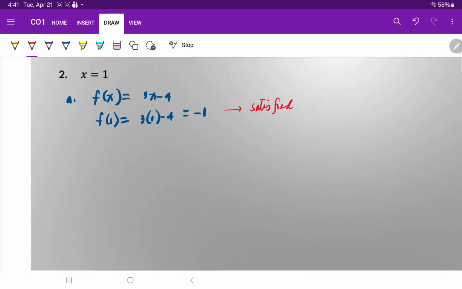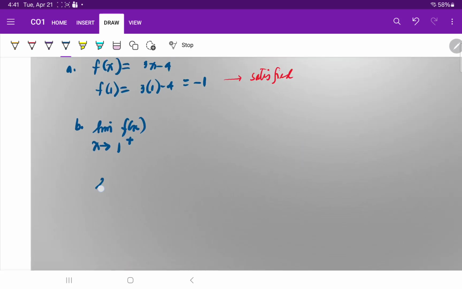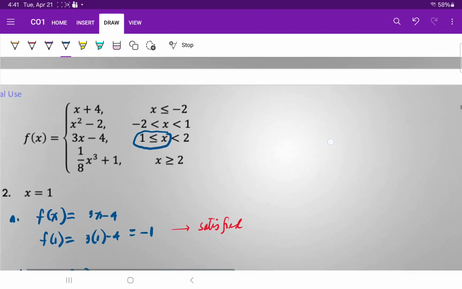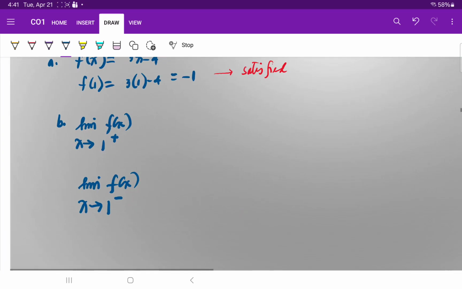Now for letter B, we need to solve for the limit of f of x as x approaches 1 coming from the right, and also the limit of f of x as x approaches 1 coming from the left. So if you come from the right, which of the function will you use here? Coming from the right of 1. Okay, hold on. Let's write it down here. It will be coming from the right of 1. This is your 1, coming from the right of 1. Then this region is the region which is what? Less than 1. I'm sorry, greater than 1. This is the region greater than 1.